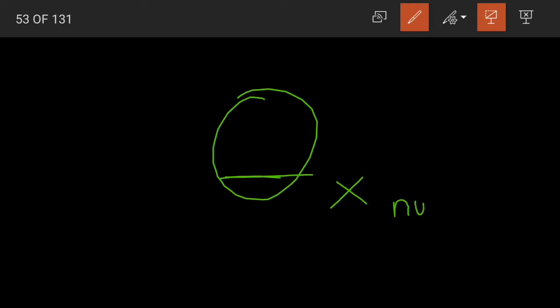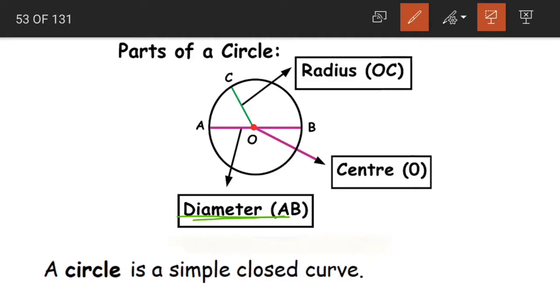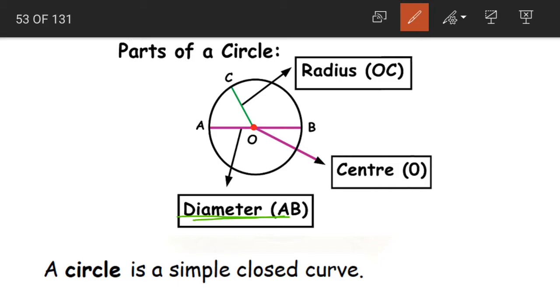Again, is this a diameter? Remember, this is not a diameter. Why? Because it is not passing through the center of the circle. Though both the endpoints are on the circle, as it is not passing through the center of the circle, we do not consider it as a diameter, children.